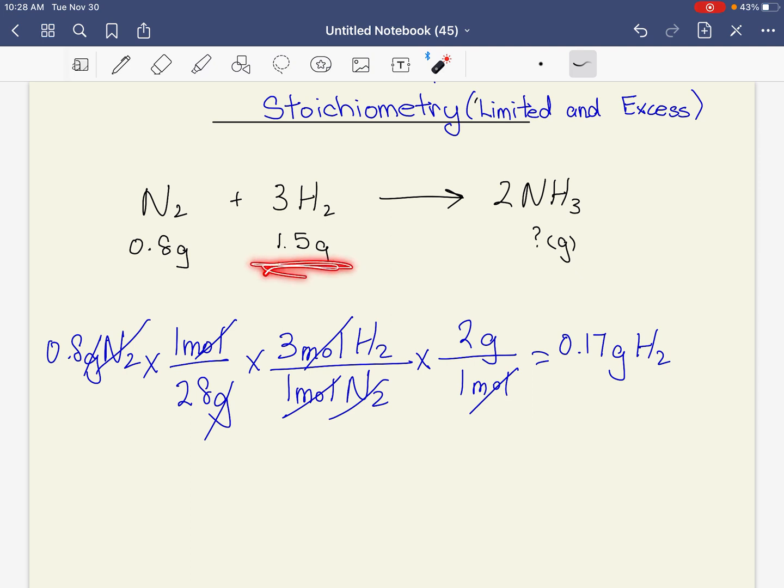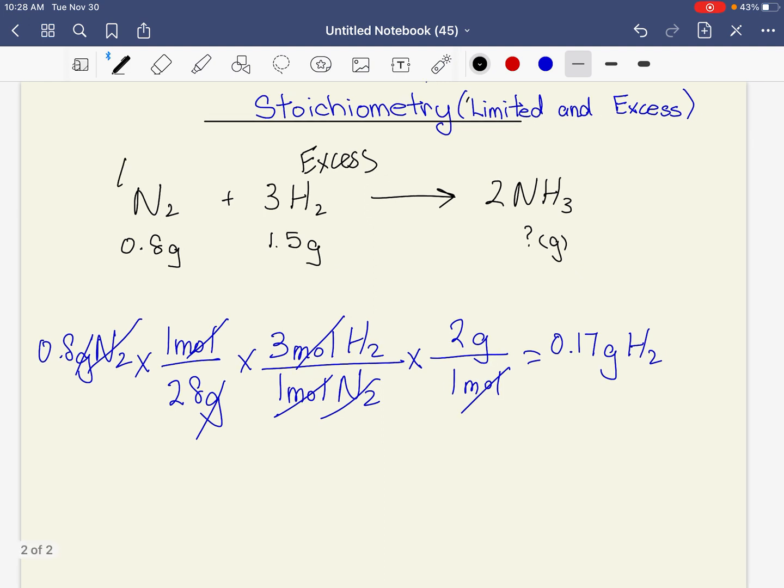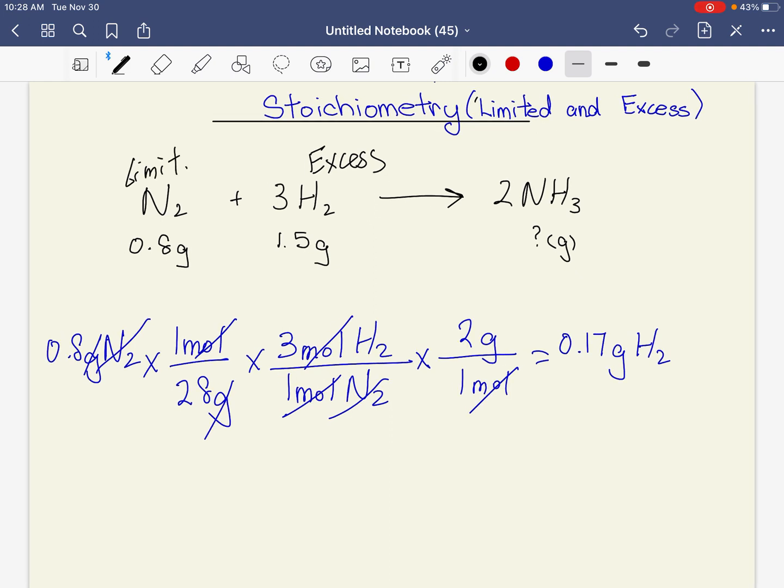Whoa, look how much I was given. I'm given 1.5 grams of H2. Am I given too much? Oh yeah, I'm given way too much. Man, how generous. So what does that mean? I'm given too much H2. H2 is therefore excess. If H2 is excess, N2 must be limited.